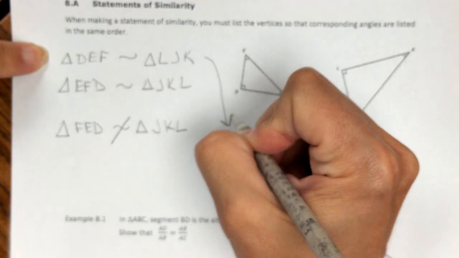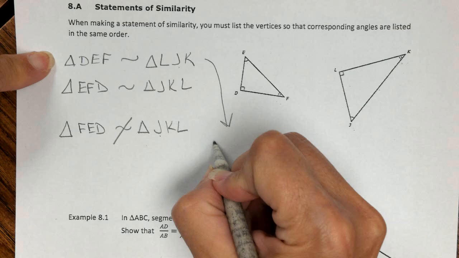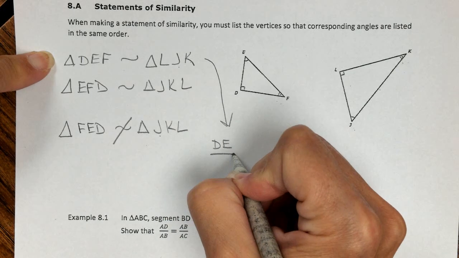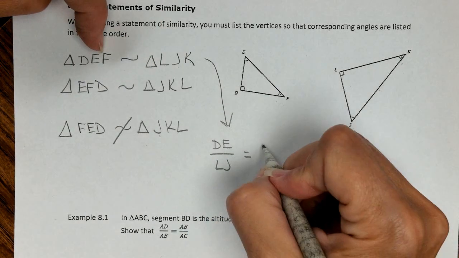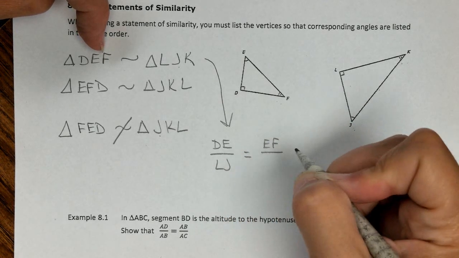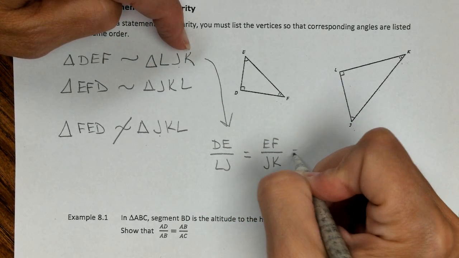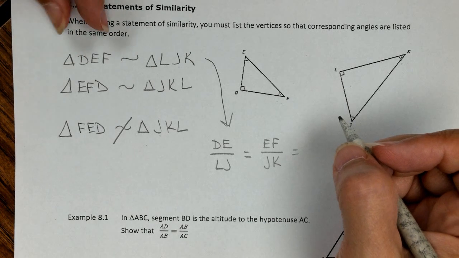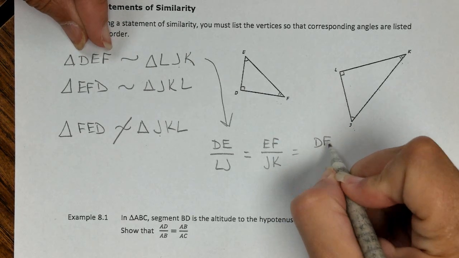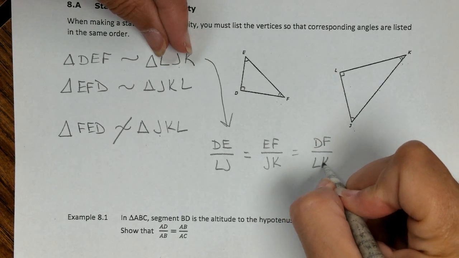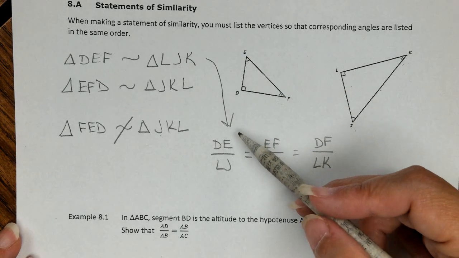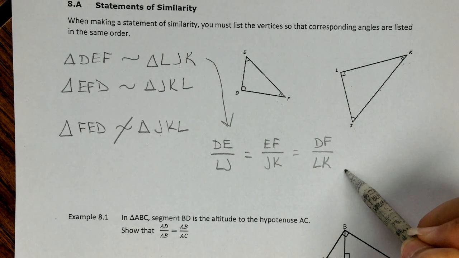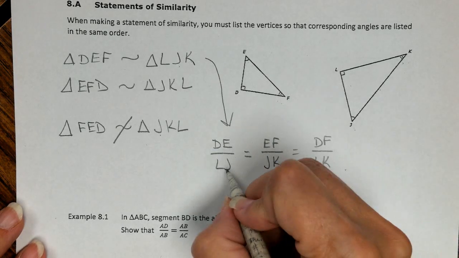This tells me, and it could have been the second one, doesn't matter, but this tells me segment DE over segment LJ equals the measure of segment EF over JK, which also equals DF, taking the first and the third, over LK. I can take any two of these and make a proportion. But all of these, if we had numbers for the sides, they would all reduce to the same number. That's what it means by them being proportional.